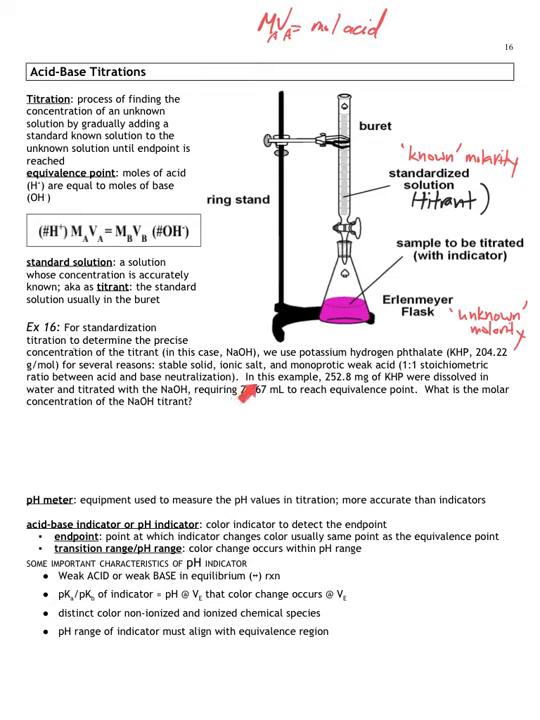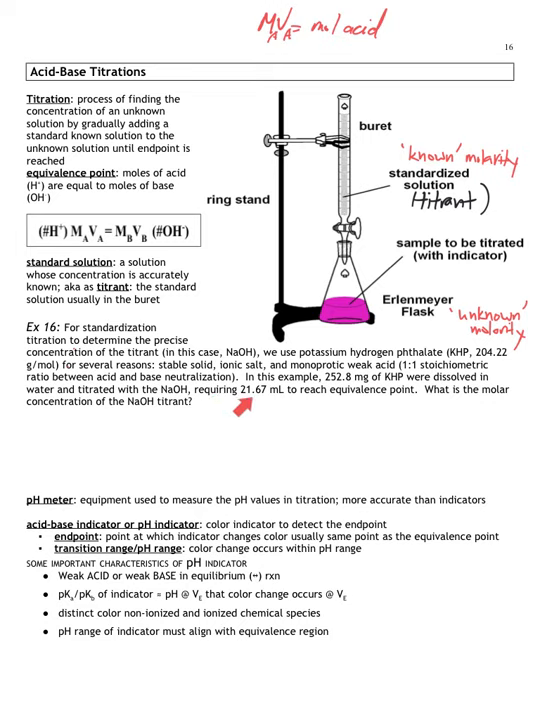In this example, what we're seeing is 252.8 milligrams of KHP were dissolved in water and titrated with NaOH. So here's my known amount of my acid. Here's what I'm trying to standardize it against to figure out my exact concentration of my base, so that I can put it into this burette and figure out my completely unknown concentration. So you're taking another known and figuring out the concentration of this titrant so that you can titrate it with a completely unknown substance in the end.